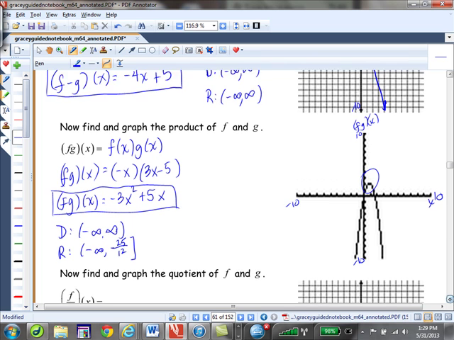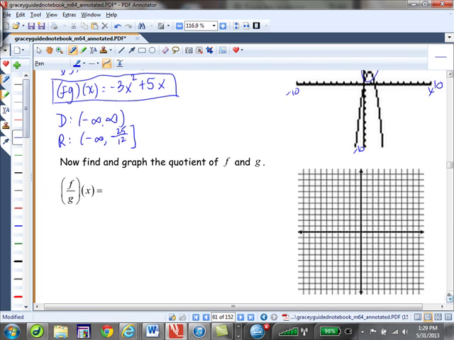All right, so here we go. Last up will be the quotient. Again, we're going to do this guy on the graphing calculator. This ends up being f(x) divided by g(x). So (f/g)(x) is negative x, which is f, over 3x minus 5, which is g. Nothing we can really do to simplify that one. So this is the end result.